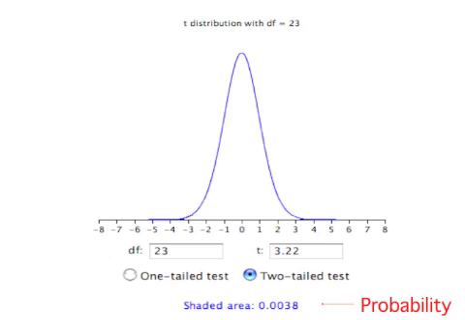As shown here in our two-tailed test, the probability of getting a t-value of less than negative 3.22 or greater than 3.22 is only 0.0038. This means that if the null hypothesis that the drug has no effect were true, then the probability of finding a difference between means in the placebo and drug conditions as large or larger, in either direction, as the difference found in the experiment is 0.0038, which is very low.